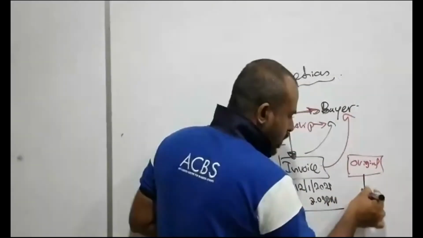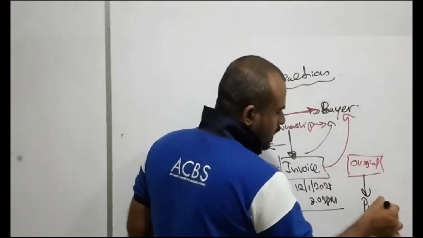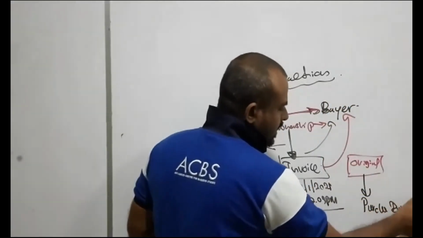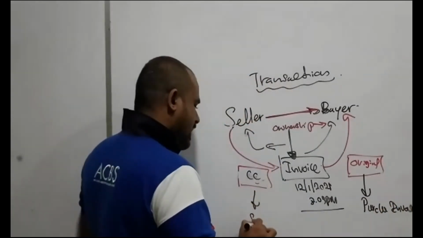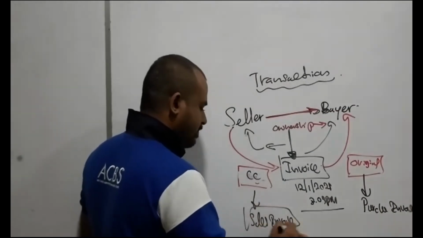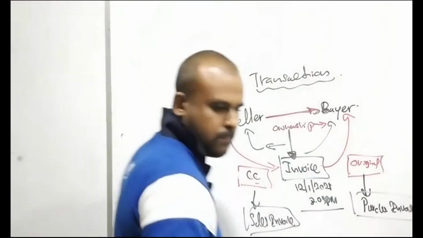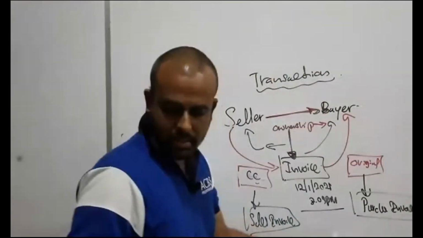So the original is with the buyer. What does it become for the buyer? It becomes the purchase invoice. For the seller, which invoice does it become? It becomes the sales invoice. Understand what I said? So you call this a purchase invoice, and this is a sales invoice.